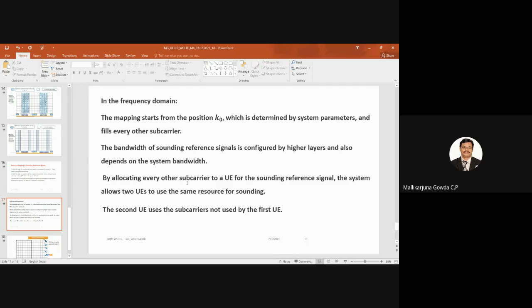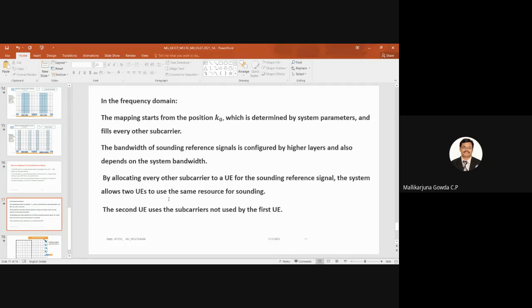By allocating every other subcarrier to a user equipment for the sounding reference signal, the system allows two user equipments to use the same resource for sounding. This is the beauty of the sounding reference signal. The second user equipment uses the subcarriers not used by the first user equipment.